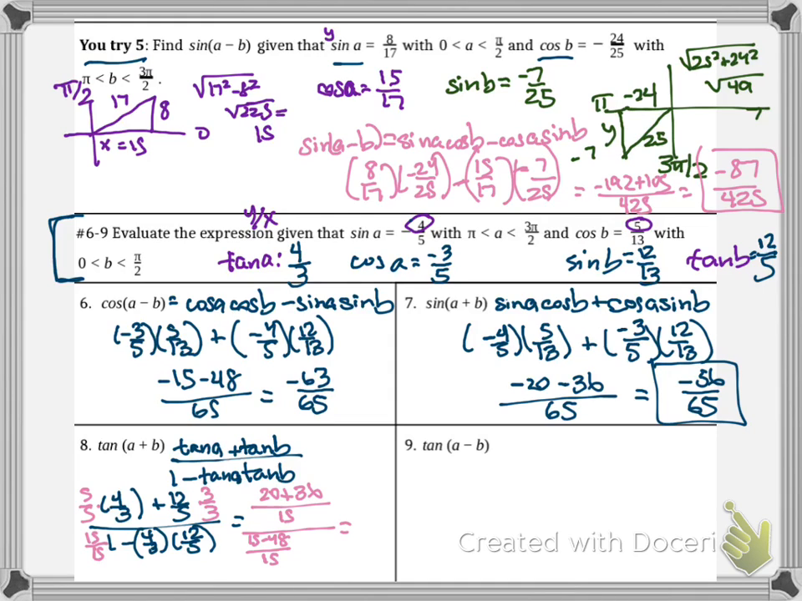So you'll see that the denominators will cancel, and so you're going to end up with 20 plus 36 is 56 over 15 minus 48, which is negative 33. So that's the final answer there. For number 9, that final answer will be negative 16 over 63.